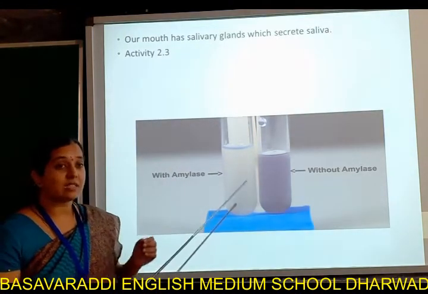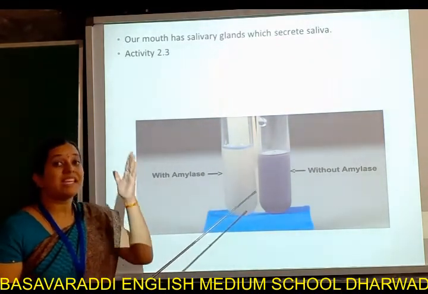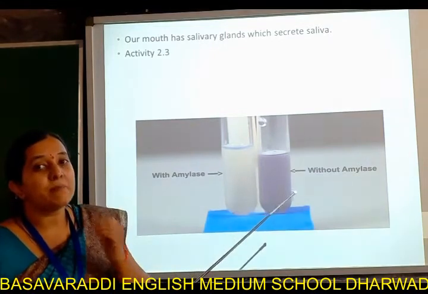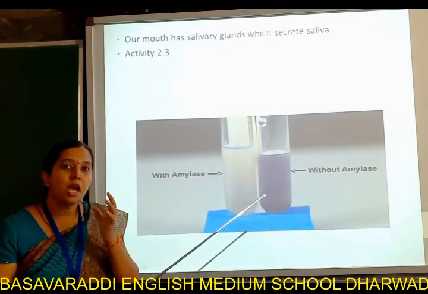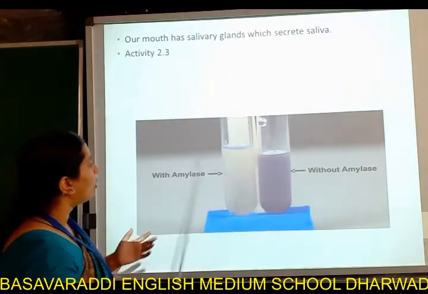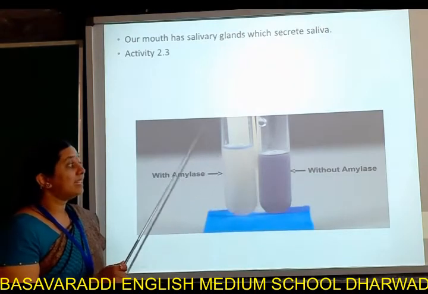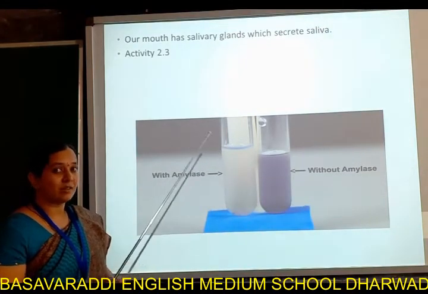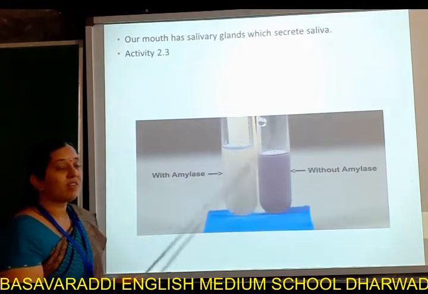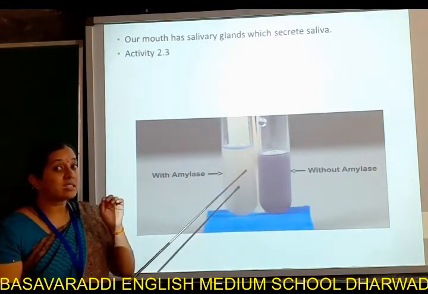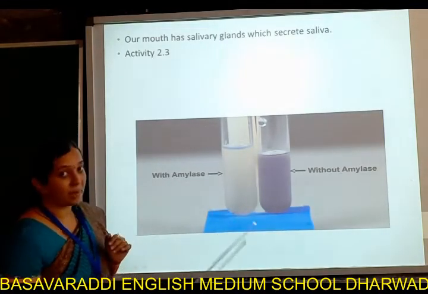The reason is the starch component which was there in this particular test tube is being broken down into simpler components. So now in this test tube, you will be able to see the starch which is digested, that means broken down into simpler components. But in the other one, we have not added the saliva. So you can see here with amylase and without amylase.